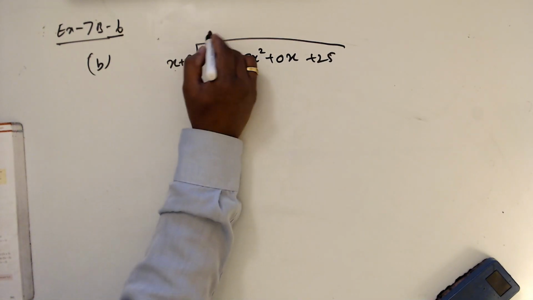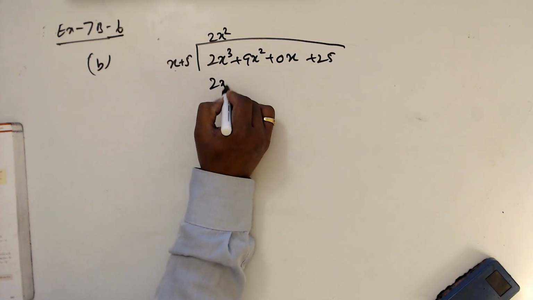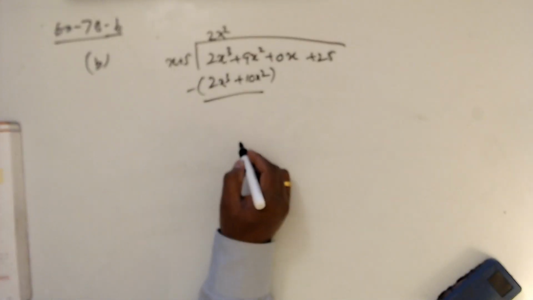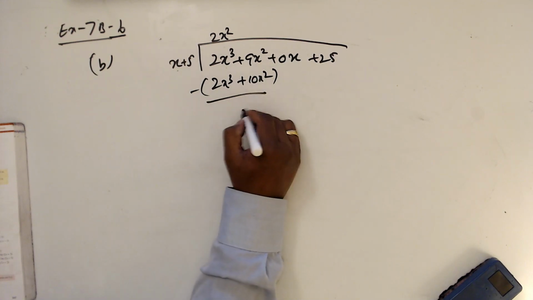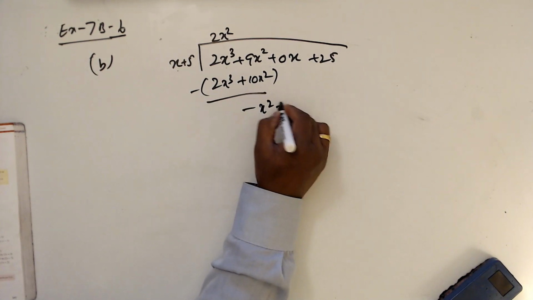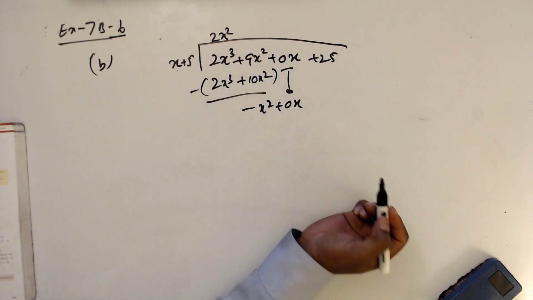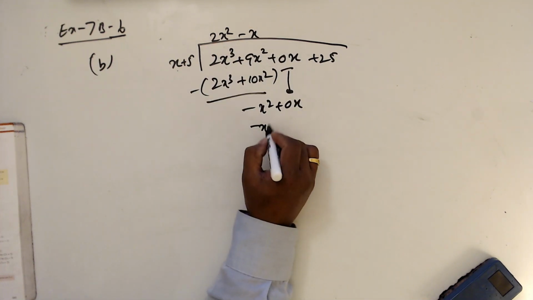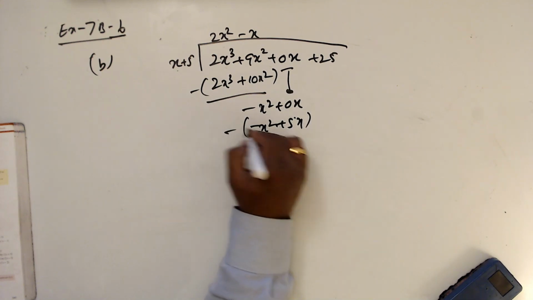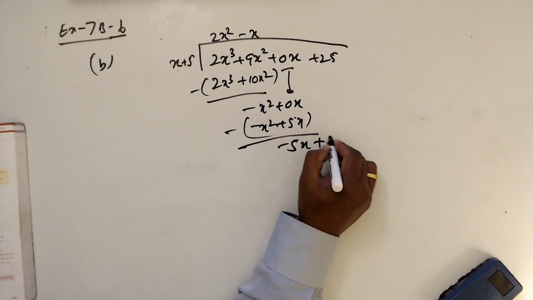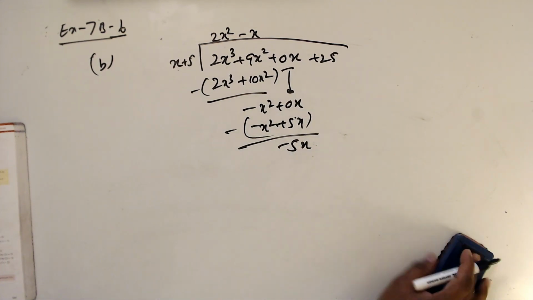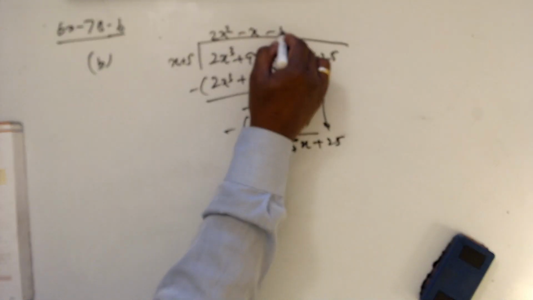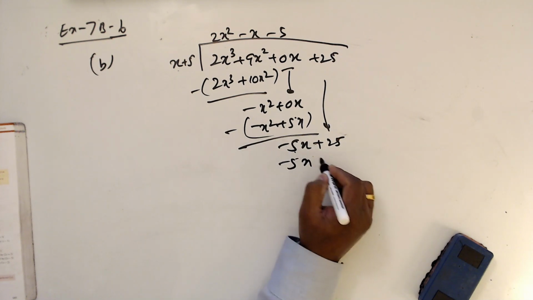So this is going to be 2x cubed divided by x, 2x squared, which is then 2x cubed plus 2 times 5, 10x squared. Then you have to subtract it. And when you subtract, this is going to be minus x squared plus 0x. Bring whatever is there. Then this is going to be minus x squared plus 5x, subtract it. This is going to be minus 5x plus 25. Then to the next step, we have to bring this plus 25 down.